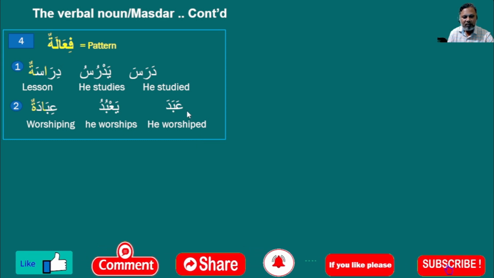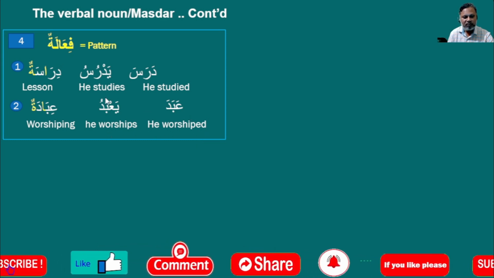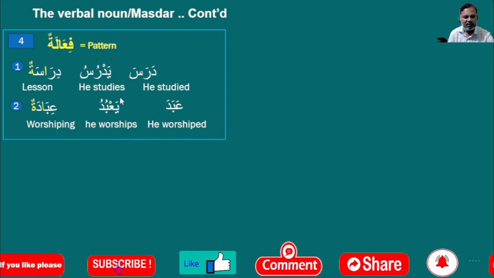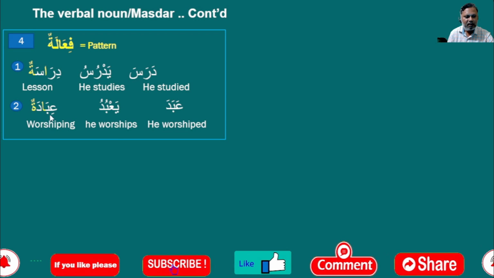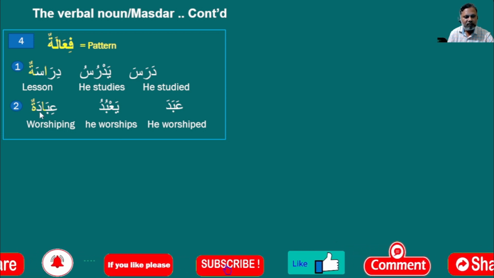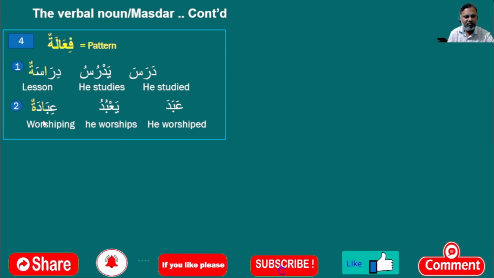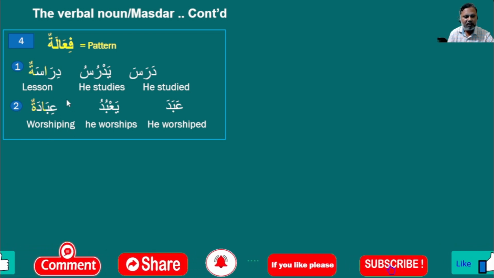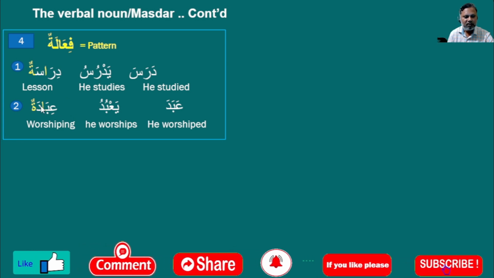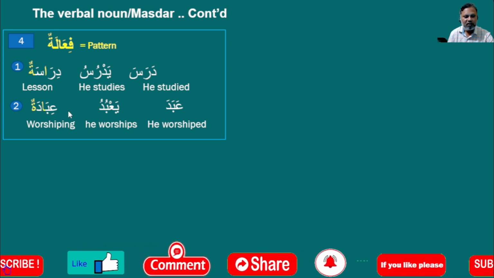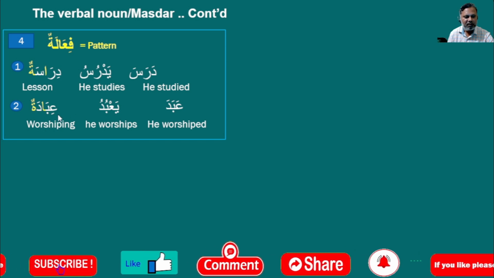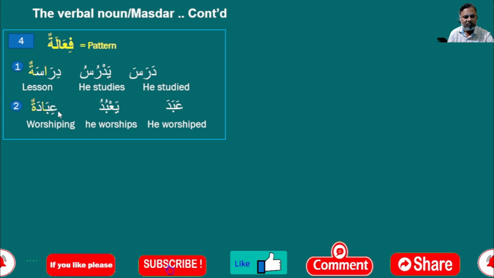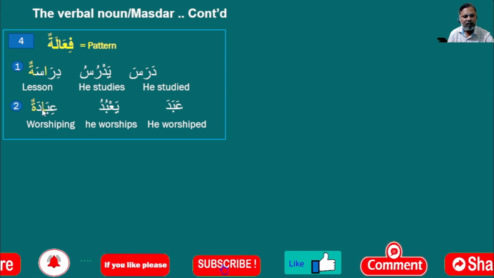And abada means he worshipped. And ya'budu means he worships. Ya'budu, a'budu, na'budu. This is the present tense of abada. And ibadatun, on the fi'alatun pattern, means worshipping. This is a word that we normally use during our conversation among us. Worshipping, ibadatun, not ibadat. It is ibadatun. There is a long alif here.